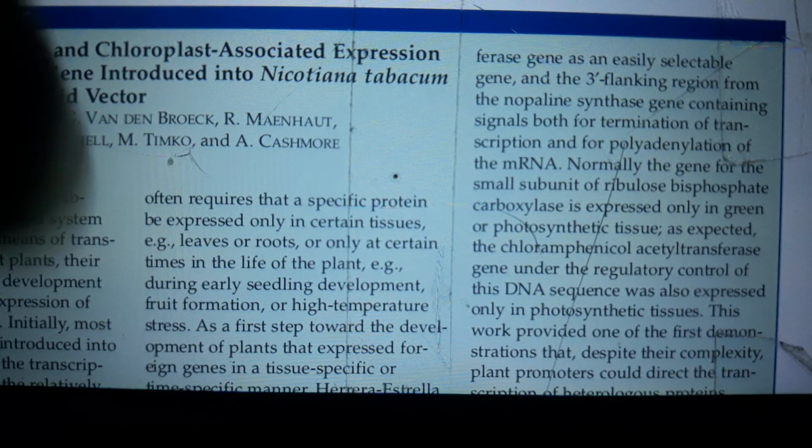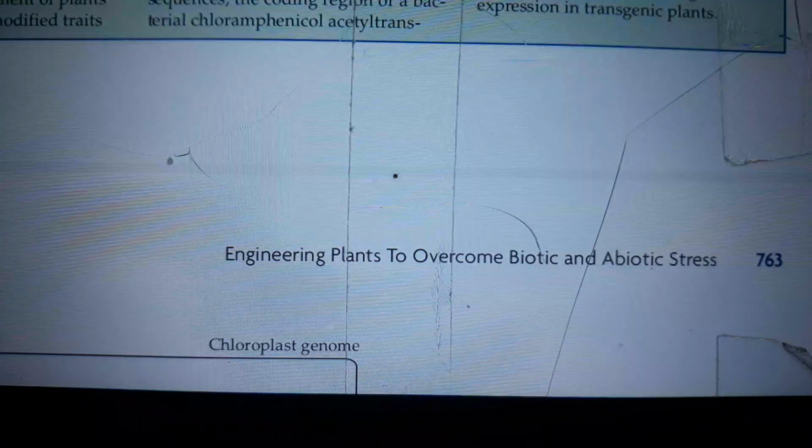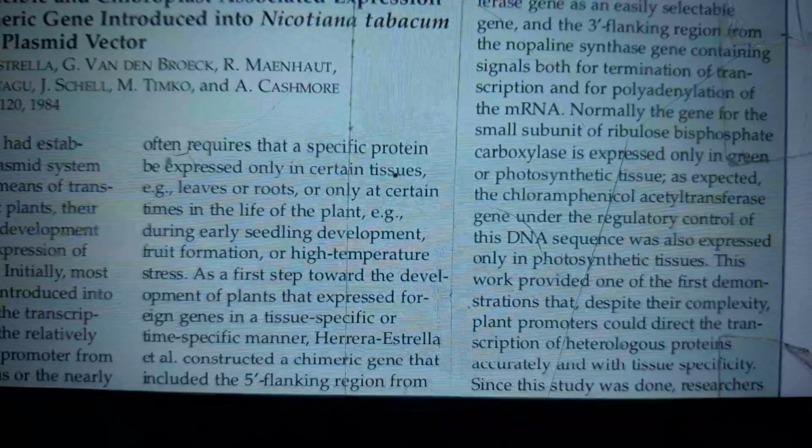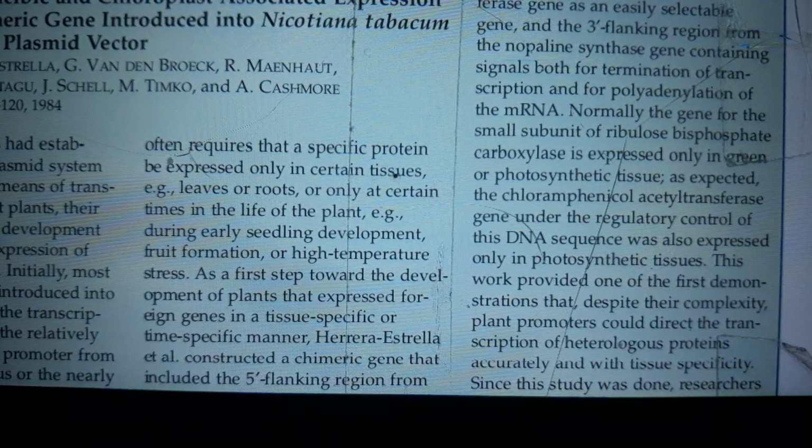the chloramphenicol acetyltransferase gene as an easily selectable gene, and the 3' flanking region from the nopaline synthase gene containing signals both for termination of transcription and for polyadenylation of the mRNA.